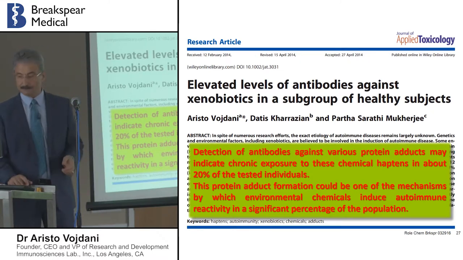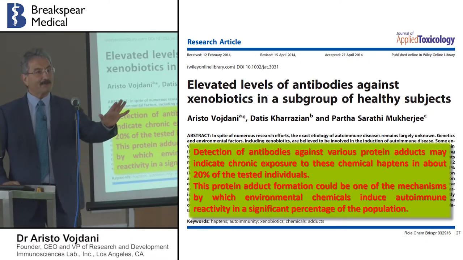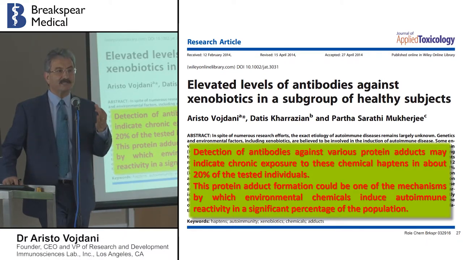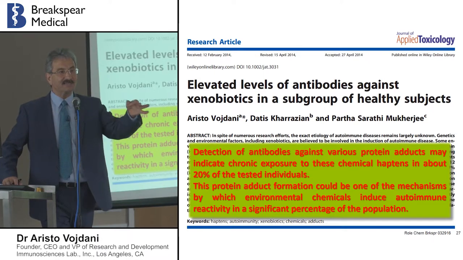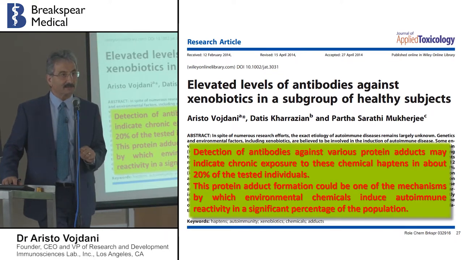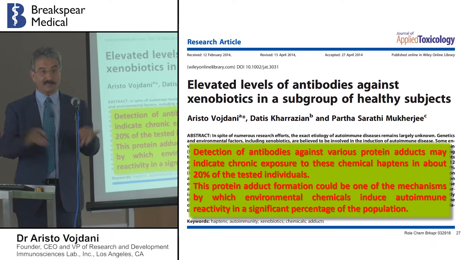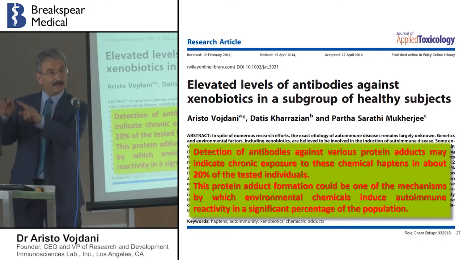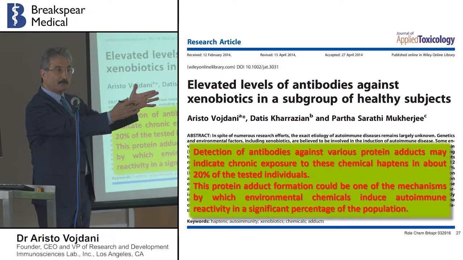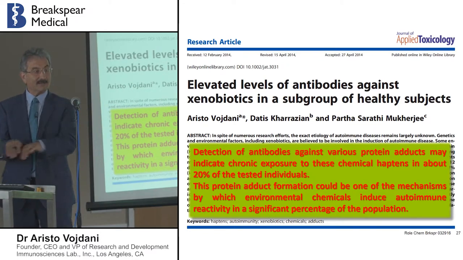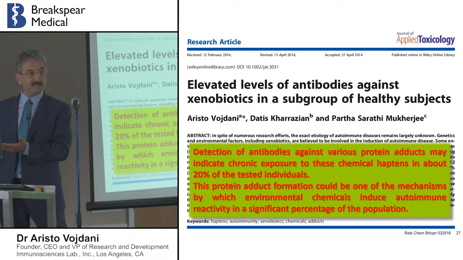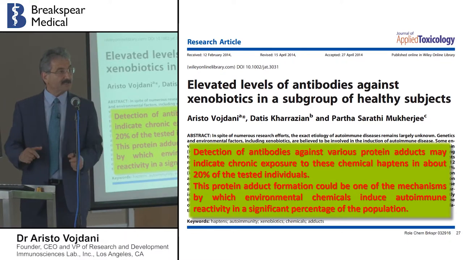So therefore, the study was conducted on about 400 healthy subjects. And we wanted to see what percentage of them make antibodies against these various chemicals which we have tested. The answer was about 20%. And these are healthy subjects today. But don't you think these 20% are more prone to autoimmune disease in the future? If we can detect it today and remove those triggers from their environment, we can prevent autoimmune disease in these 20%.